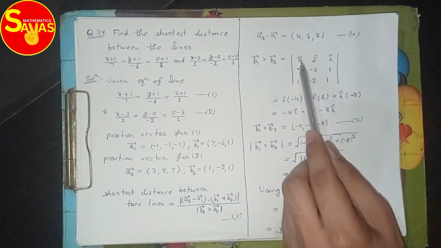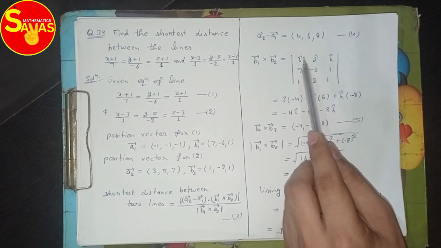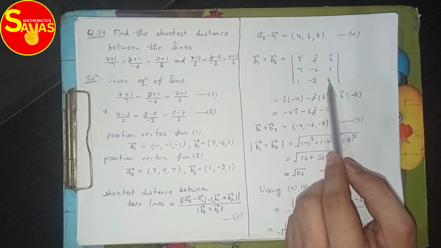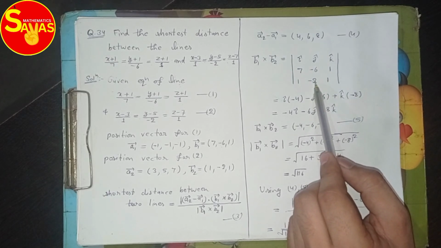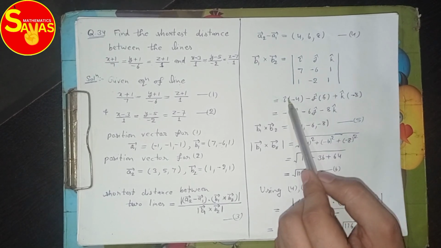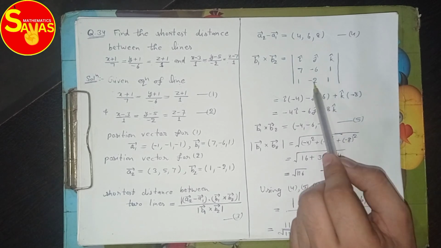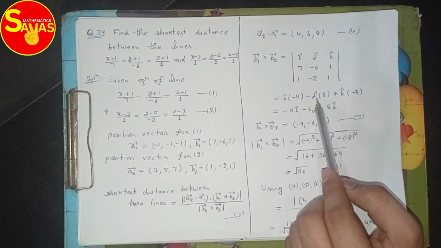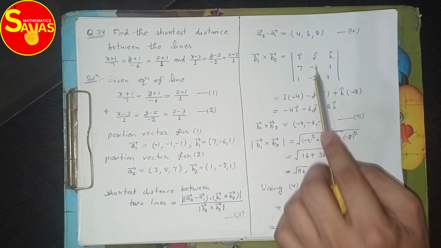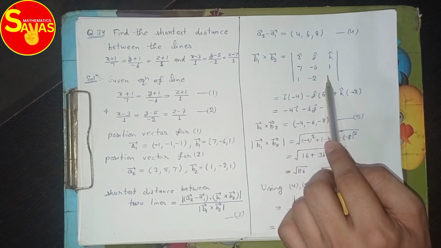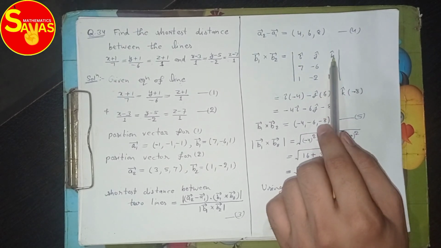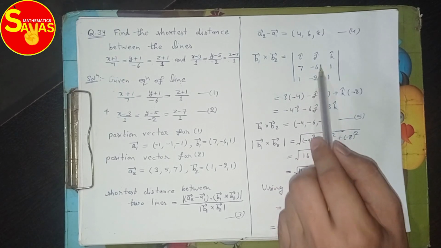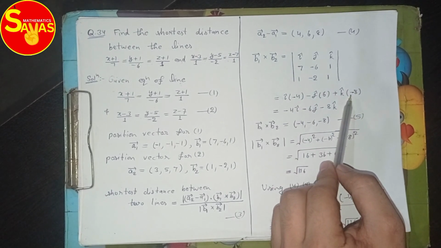For calculating the i, hide the first row and first column and calculate. Minus 6 multiplied by 1, minus minus 2 multiplied by 1. So the value is minus 6 plus 2, which is minus 4. Now for the j, hide the first row and second column: 7 minus 1, 6. For the k, hide the first row and third column: minus 14 plus 6. So here it is minus 8.